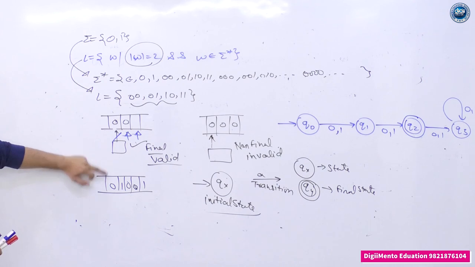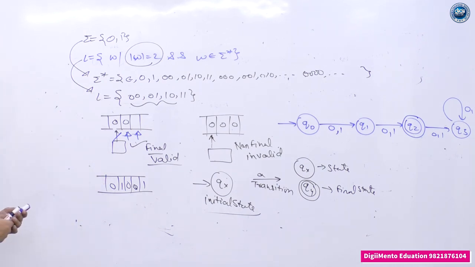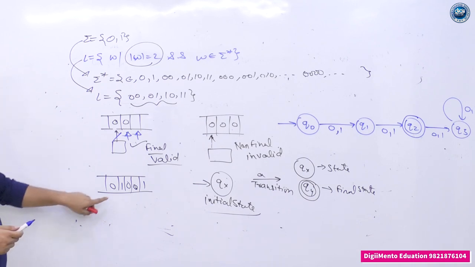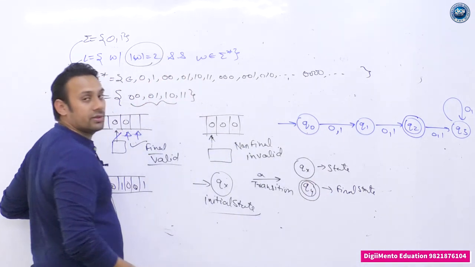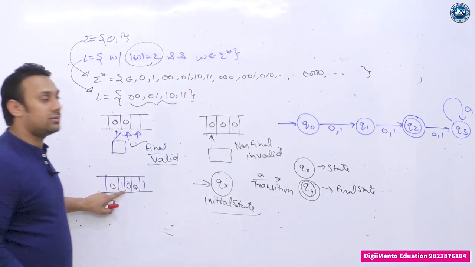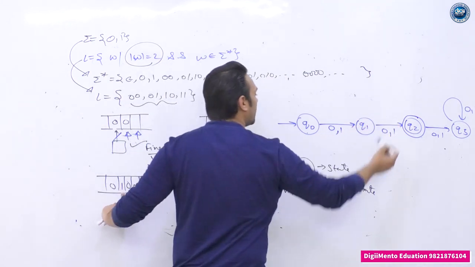So obviously this string does not exist in this language. जो string है वो इस language के अंदर exist नहीं करती. Now सबसे पहले हमने symbol 0 को read किया. That means हम state Q0 से लेकर Q1 के पास गए. फिर हमने symbol 1 को read किया, that means हम Q1 से लेकर Q2 के पास गए.